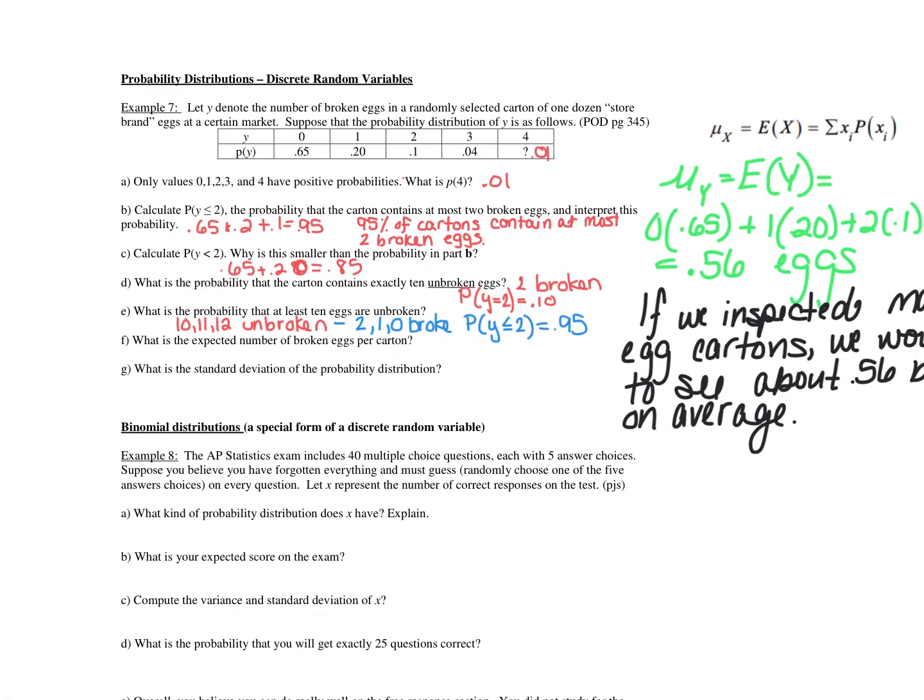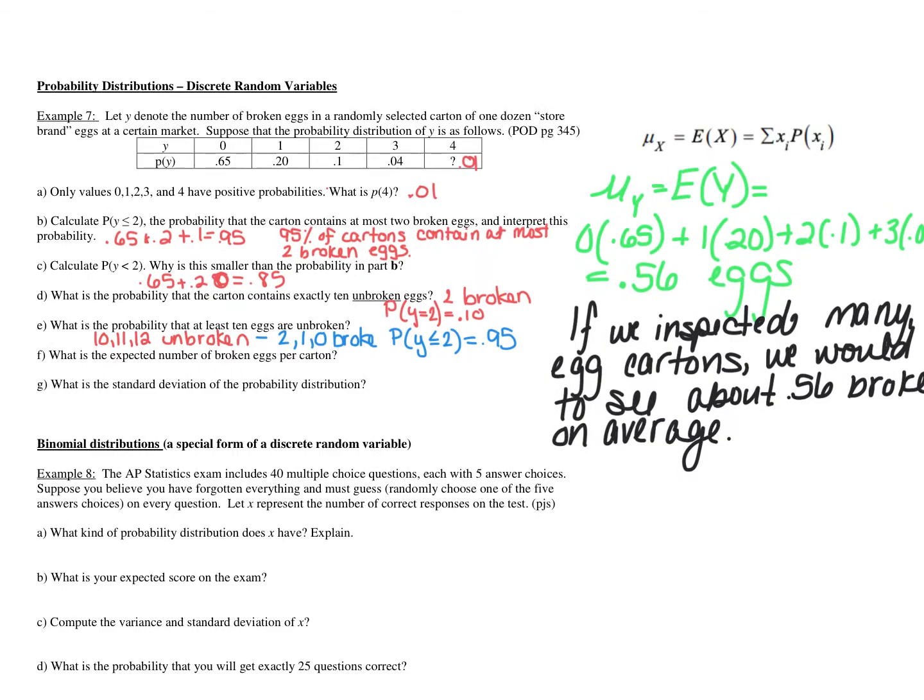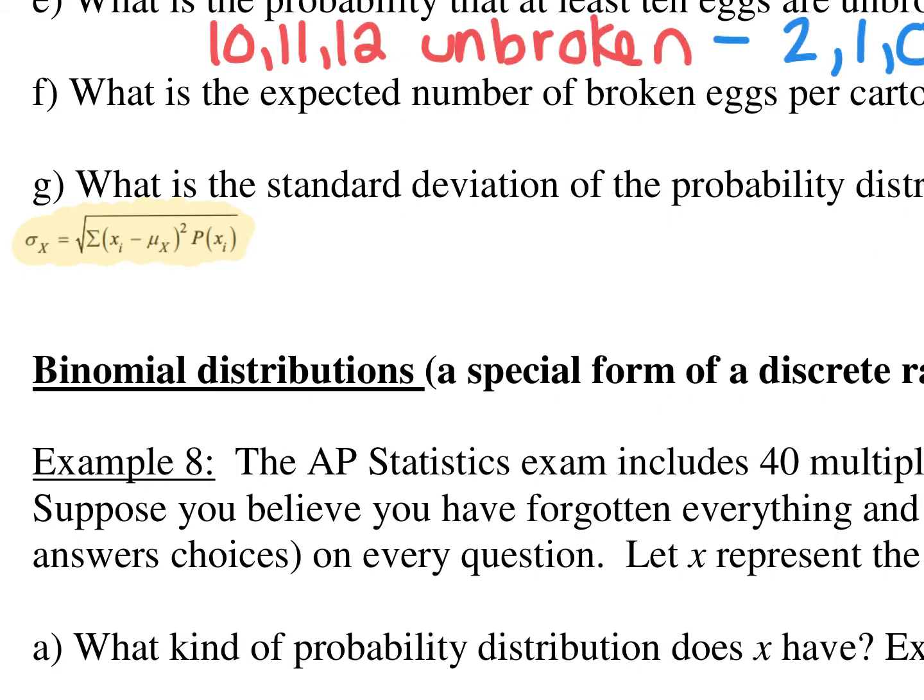And now we're going to talk standard deviation. Let's take a look at what that formula is. On your screen, you see the formula for standard deviation of a discrete random variable. And what does this formula mean? It means we take each observed value minus our mean, which we just calculated to be 0.56, square that value, times the probability of it occurring. And I'm just going to open up a big square root symbol here.